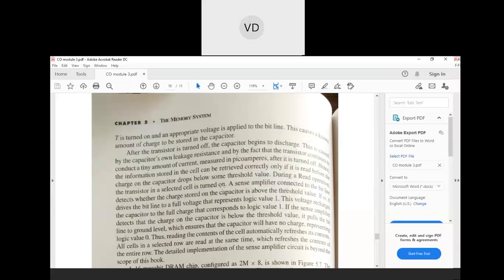So during the read operation, the transistor in the cell is turned on, and it is turned on means what?